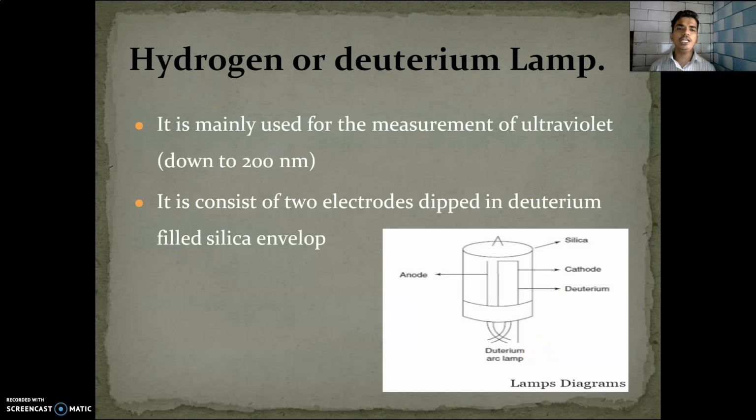Then the hydrogen and deuterium lamp. It is mainly used for measurement in the ultraviolet region down to 200 nanometer, and it consists of two electrodes dipped into a deuterium-filled silica envelope. So in this diagram, it is a deuterium-filled silica envelope with a cathode and anode, which produces the ultraviolet radiation.